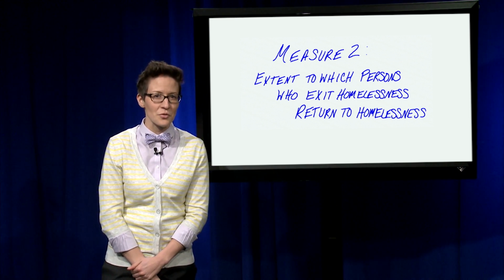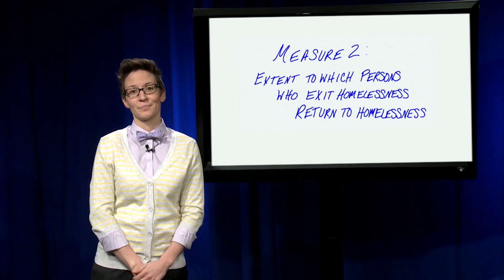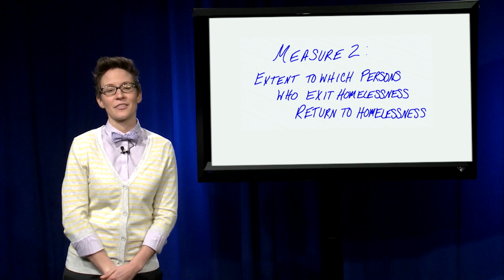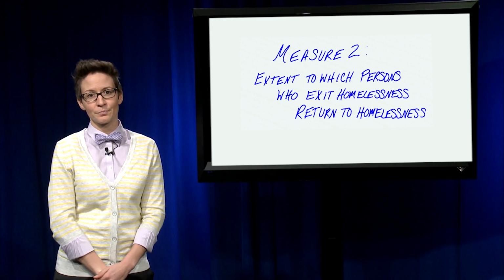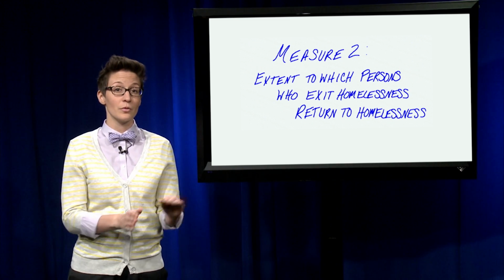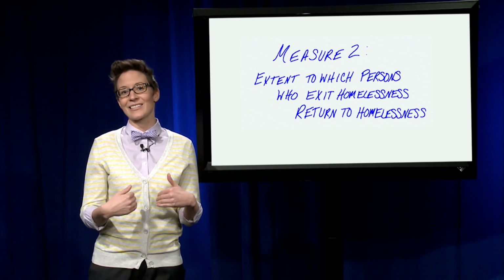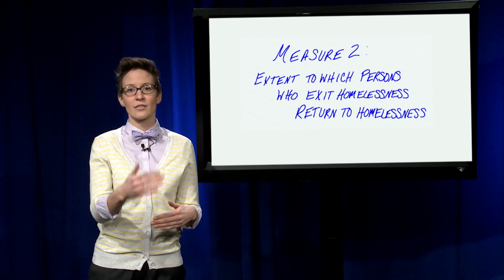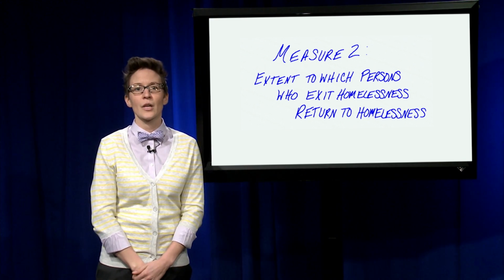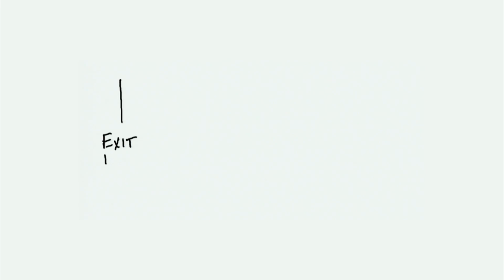So the goal for this measure is pretty simple. We'd like to see people exit your system and not return. Obviously, this concept is key to reducing overall homelessness. So the question is, what percentage of people who move to permanent housing after being homeless end up experiencing homelessness again within the next 6, 12, and 24 months? So we're looking for reductions in that percentage from one year to the next.